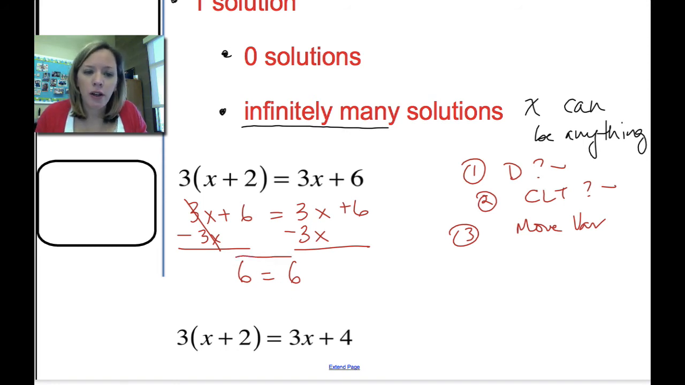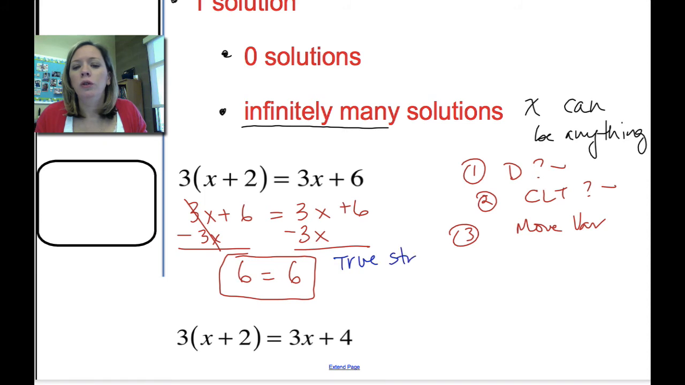Now this is where we can tell the difference between whether there's no solution or whether there's infinitely many solutions. 6 is equal to 6. So we say this statement is true. If the statement is true, then that means that there's going to be infinitely many solutions.